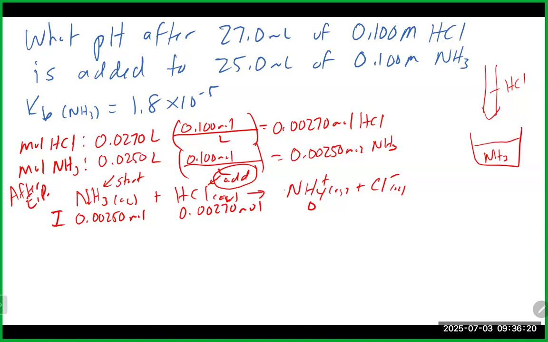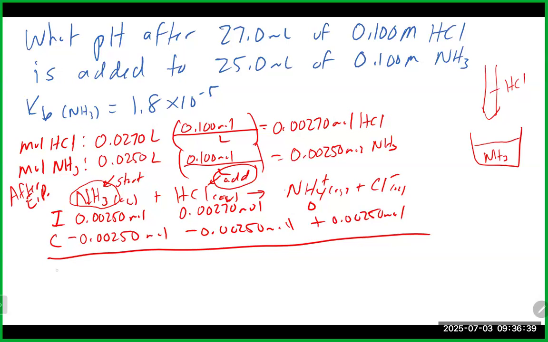With that being said, we know that what should happen at this point is actually our base in this case will be our limiting reagent and get used up. And that will be our change in this case. That means at equilibrium, we will end up with 0 of that, 0.0027 minus 0.0025, 0.0002, and over here 0.00250 moles. Once again, I'm not going to worry too much about the chloride.